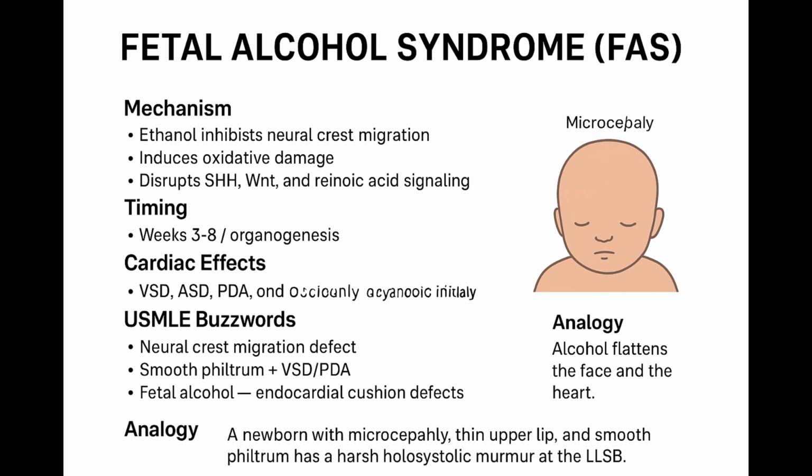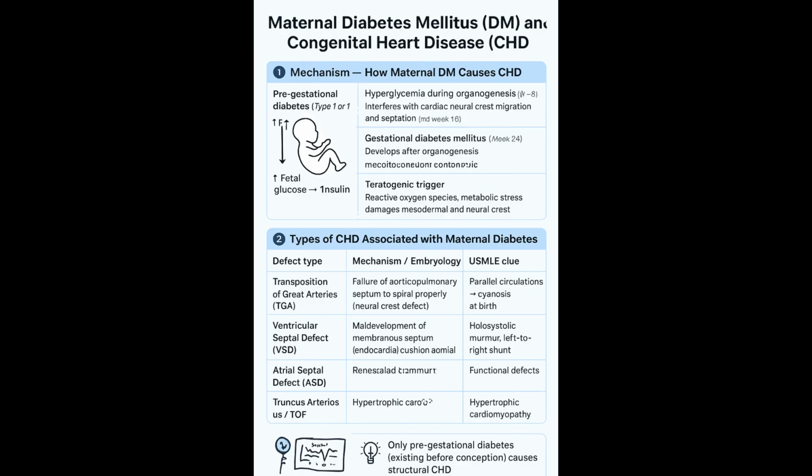Okay, another common one. Maternal diabetes mellitus. Specifically pregestational diabetes. Yes, pre-existing diabetes is a key risk factor. Here, the problem is hyperglycemia, high blood sugar during that early weeks 3-8 window. And how does that mess things up? High glucose seems to disrupt neural crest migration primarily.